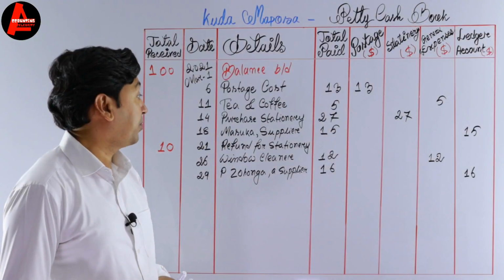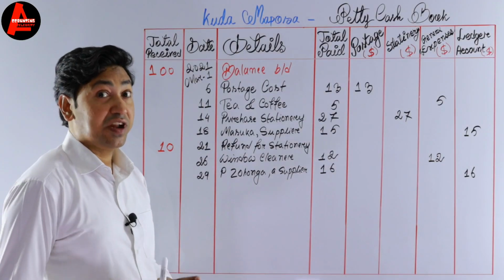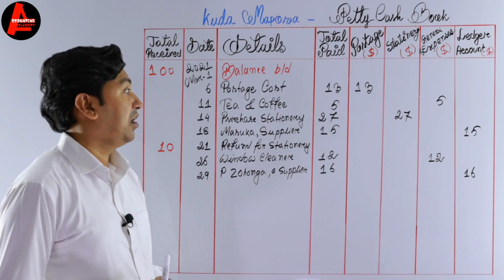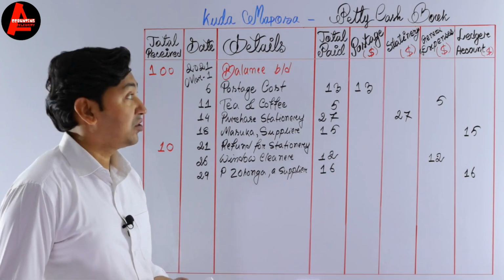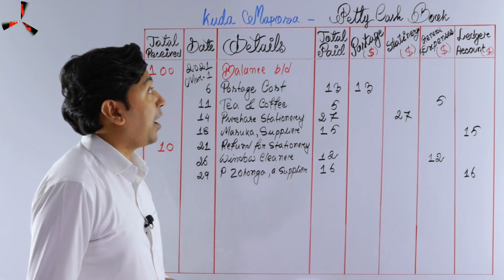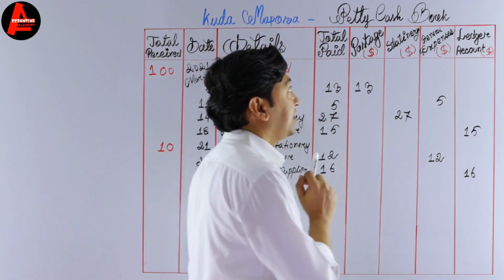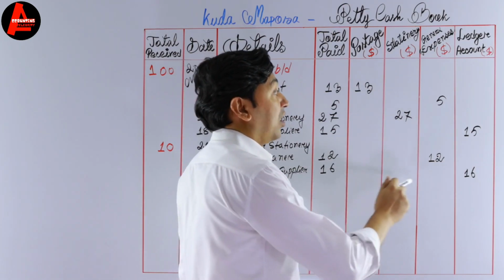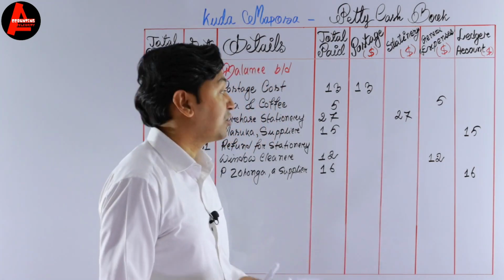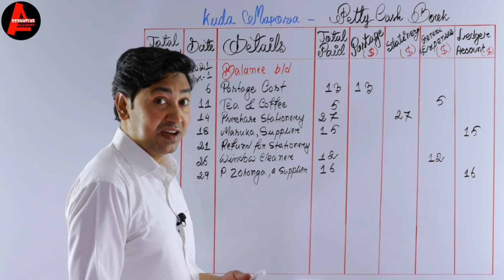Okay, so we have to bring down this balance. Don't worry, it is quite simple. Okay, now what to do? Now we have to total all these dollar columns here. Okay, total paid and all analysis columns. We have to check how much the additions here.